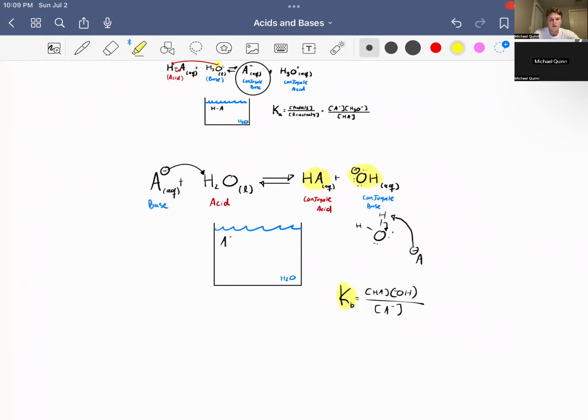So now I have covered how to write a Ka and a Kb expression for an acid going into water and a base going into water.